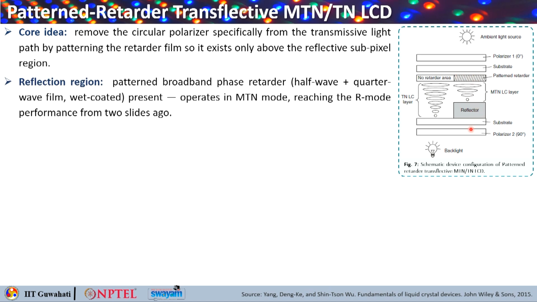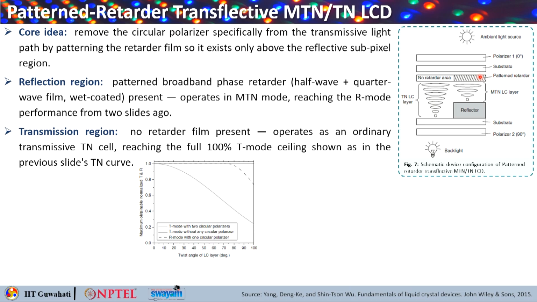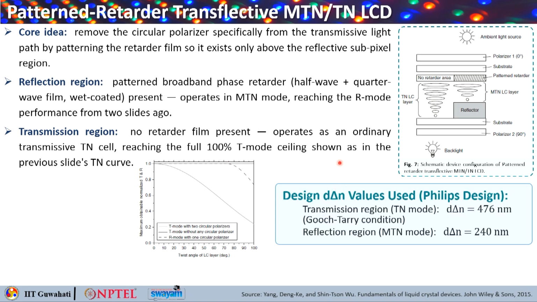In the reflector region, this patterned broadband phase retarder, which is basically the half wave plate plus quarter wave film wet coated, operates in the MTN mode, so it allows you to reach the reflection mode transmittance we have seen 2 slides back. However, the transmission region operates like a simple twisted nematic cell without any polarizer, so you can actually get 100% in the transmission mode.